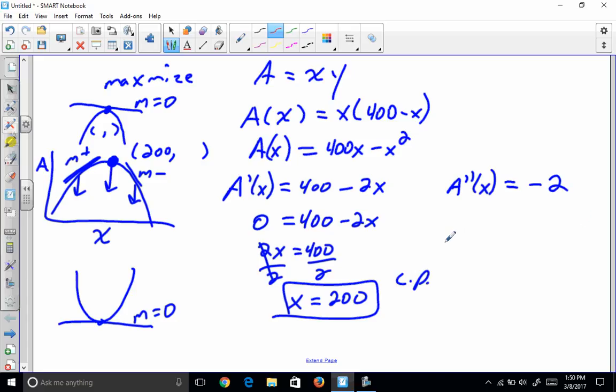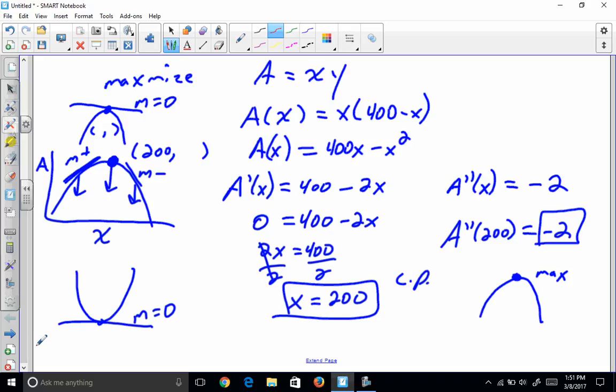So if we substitute our critical point in, notice our second derivative always equals -2. So at our critical point, we're concave down. When our second derivative is negative, that's a concavity that's down. So if we're concave down at a critical point, yes, that is a maximum. So that validates that that really is a maximum, not a minimum.